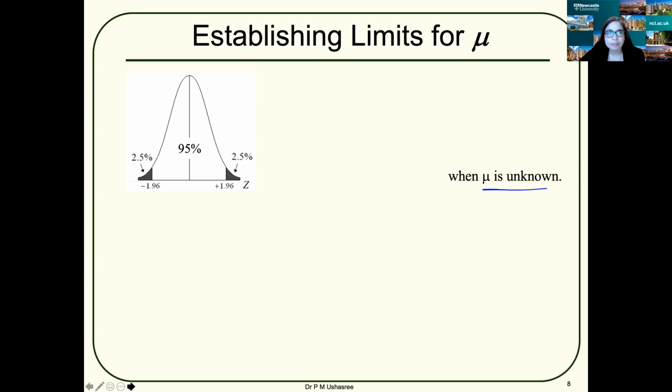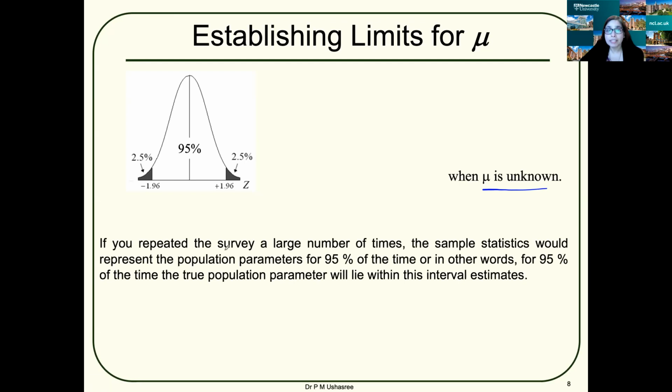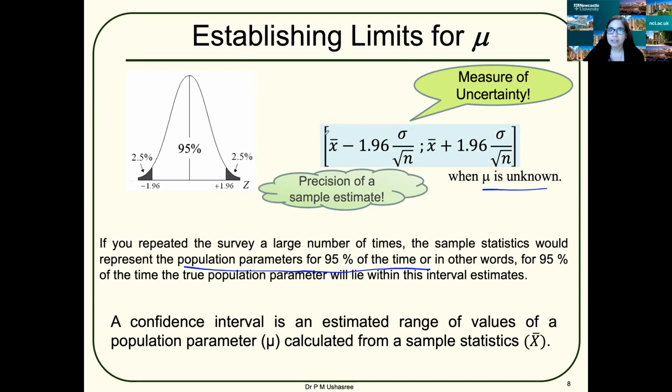So if you repeated the experiment several times, for a large number of times, the sample statistics would represent the population parameters for 95% of the time. Or in other words, for 95% of the time, the true population parameter will lie within this interval estimate.